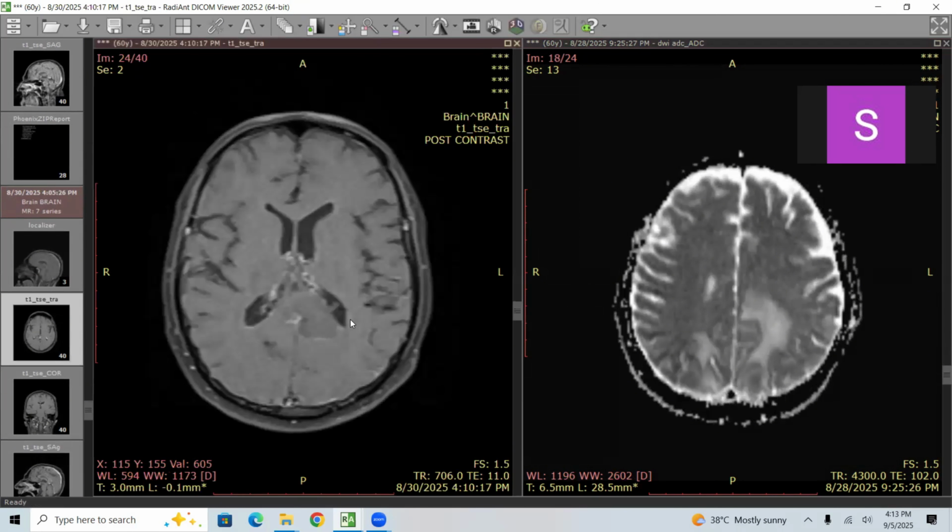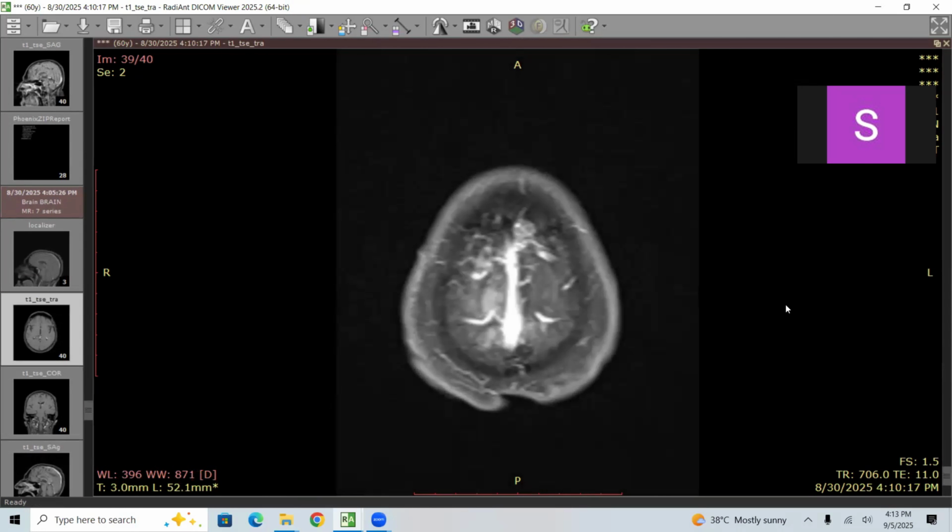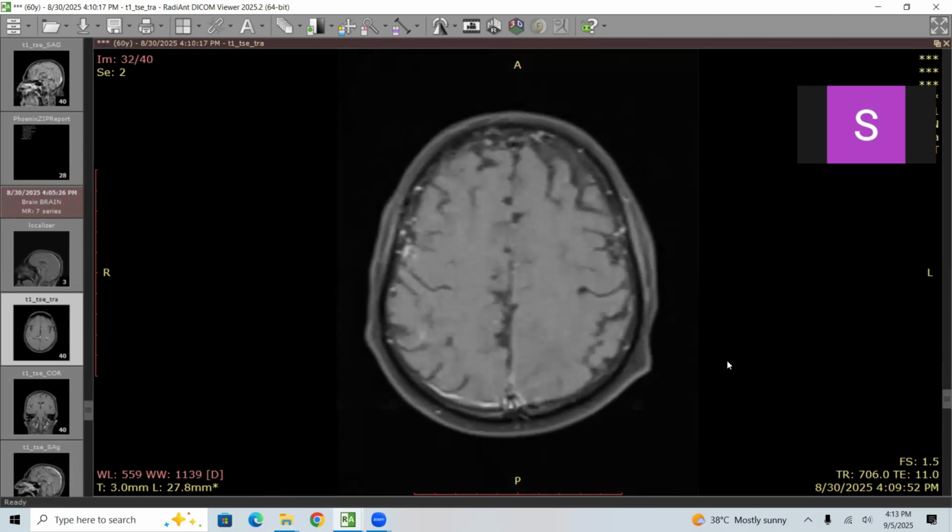Some are showing diffusion restriction, some are not showing diffusion restriction, suggesting dissemination in space and time. You asked for a post-contrast sequence.